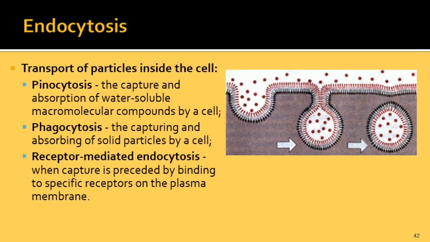Endocytosis is the process of transferring particles into a cell. There are several types of endocytosis: pinocytosis, the capture and absorption of water-soluble macromolecular compounds by a cell; phagocytosis, the capturing and absorbing of solid particles by a cell; receptor-mediated endocytosis, when capture is preceded by binding to specific receptors on the plasma membrane. This type of endocytosis is often used in immune processes.